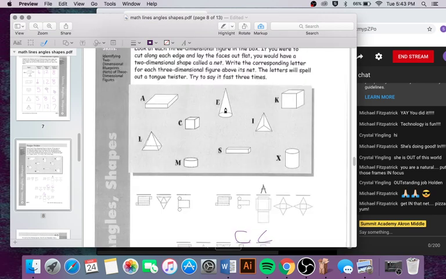E looks like an ice cream cone, and if we were to cut down the side, this would open up like a triangle, so it would look like this. And then if we flipped the face down, it would have a circle on it, kind of like that.